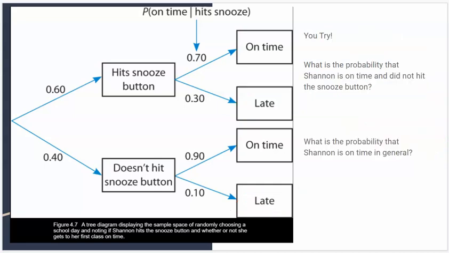Alright, so now it's your turn to try this out. Using the same diagram, I'm going to ask a couple of questions here about this probability, where there's a probability that Shannon is on time and did not hit the snooze button. I'd like to know what that is. And then what is the probability that Shannon is just on time in general? Give it a shot. Come back to the video when you finish.